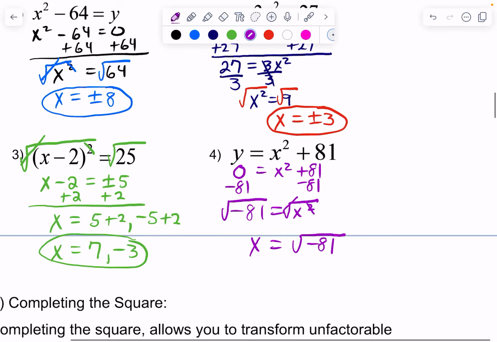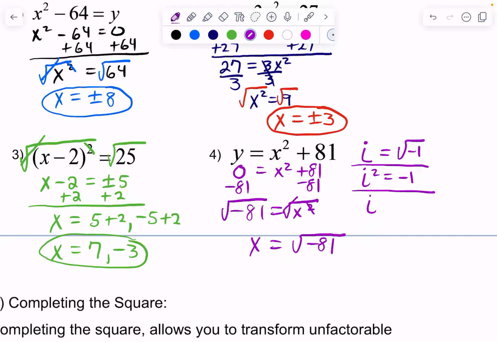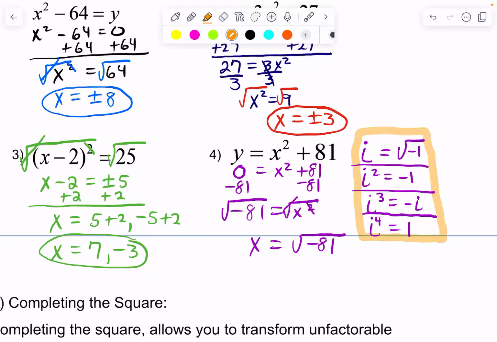That's no solution. Well, it was no solution in the past, but now we're going to introduce something called imaginary numbers. An imaginary number, symbolized with the lowercase letter i, equals the square root of negative 1. And i squared equals negative 1. i cubed equals negative i, and i to the fourth power equals 1. So this is very important to learn. i is an imaginary number, and it stands for the square root of negative 1.